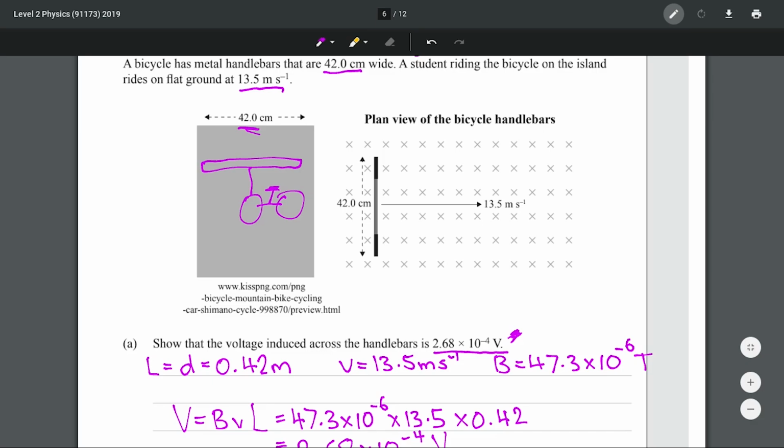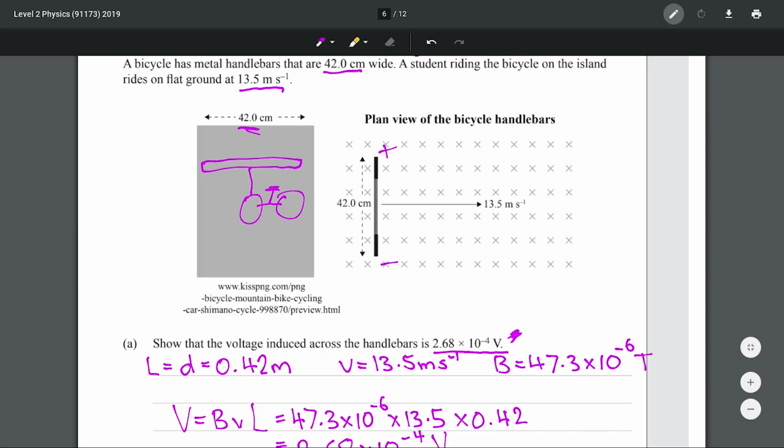You can't see my hand right now, but do it yourself. Fingers go into the page. The handlebars, or your thumb, point towards the right, and so the palm of your hand should be pointing upwards, indicating that positive charges are going to be forced upwards. Therefore, negative charges are going to be forced downwards.